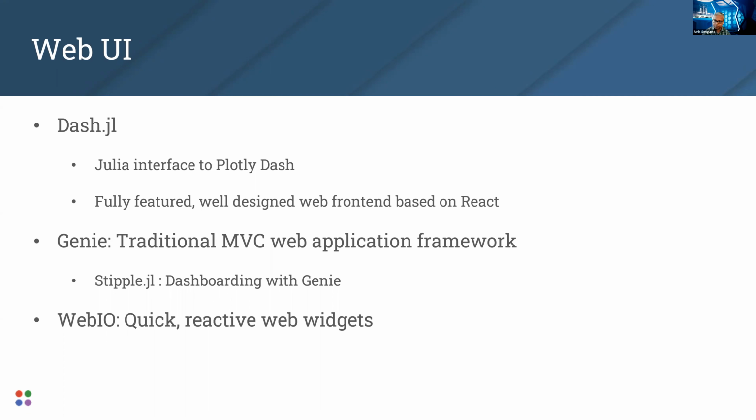And last but not the least is WebIO, which is probably one of the oldest UI frameworks that we have in Julia. And it's good for creating quick reactive web widgets, which you embed in maybe an IPython or IJulia notebook. WebIO is good to create these small widgets that you embed in other places, right?